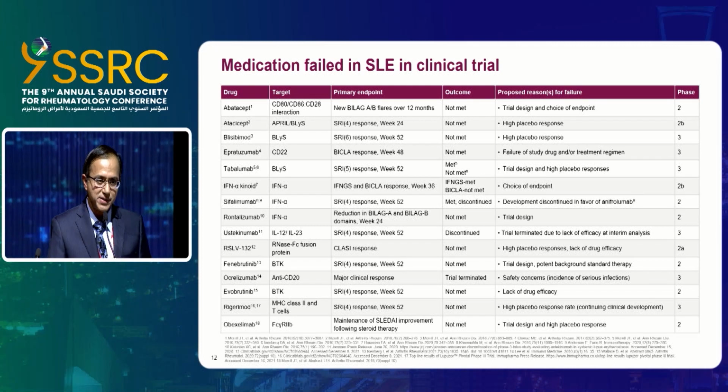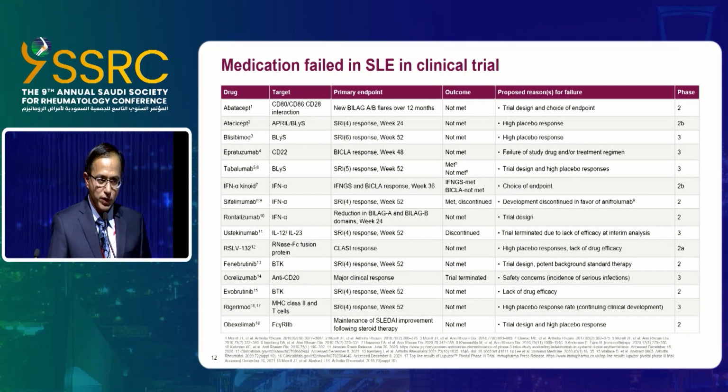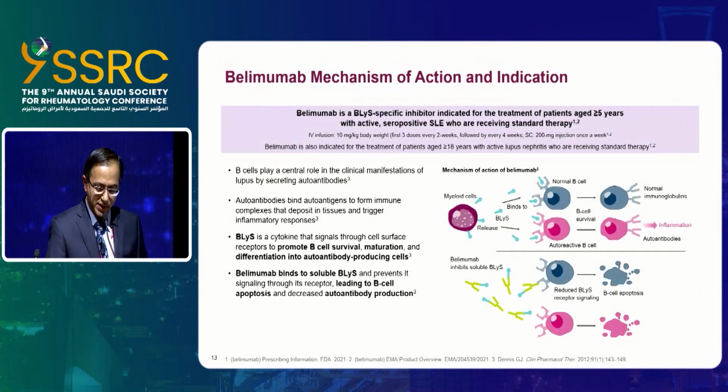We have at least 10 clinical trials that have failed in lupus, and these have been listed here, but without looking at the failures, let's look at the glass being half full. Let's look at the success, what we have accomplished in lupus. So roughly in 2011, after about 50 years or so, we had the first biologic approved for the treatment of lupus, which is belimumab.